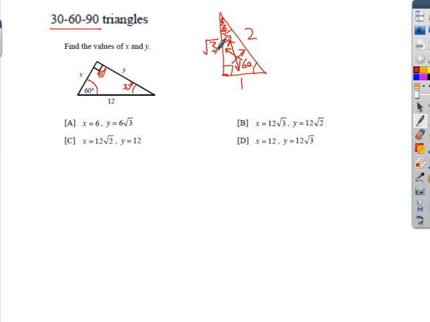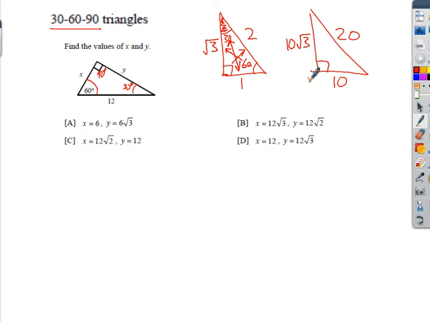For example, if I look at this, same thing, 30-60-90, if this is 10 over here in terms of length, then the hypotenuse is 20, and this long side over here is 10 on the square root of 3. Let's see how that works on this particular one.